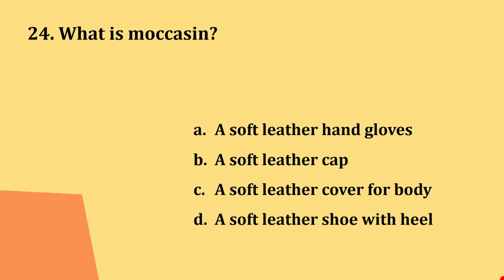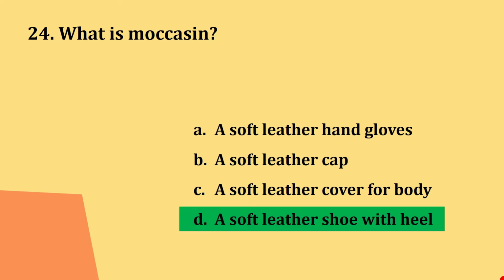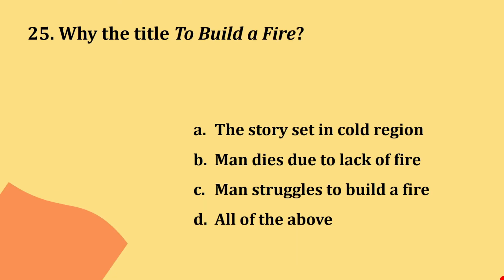24. What is moccasin? Options are A. Soft leather hand gloves, B. A soft leather cap, C. A soft leather cover for body, and D. A soft leather shoe with heel. And the correct option is D, it is a soft leather shoe with heel, moccasin.